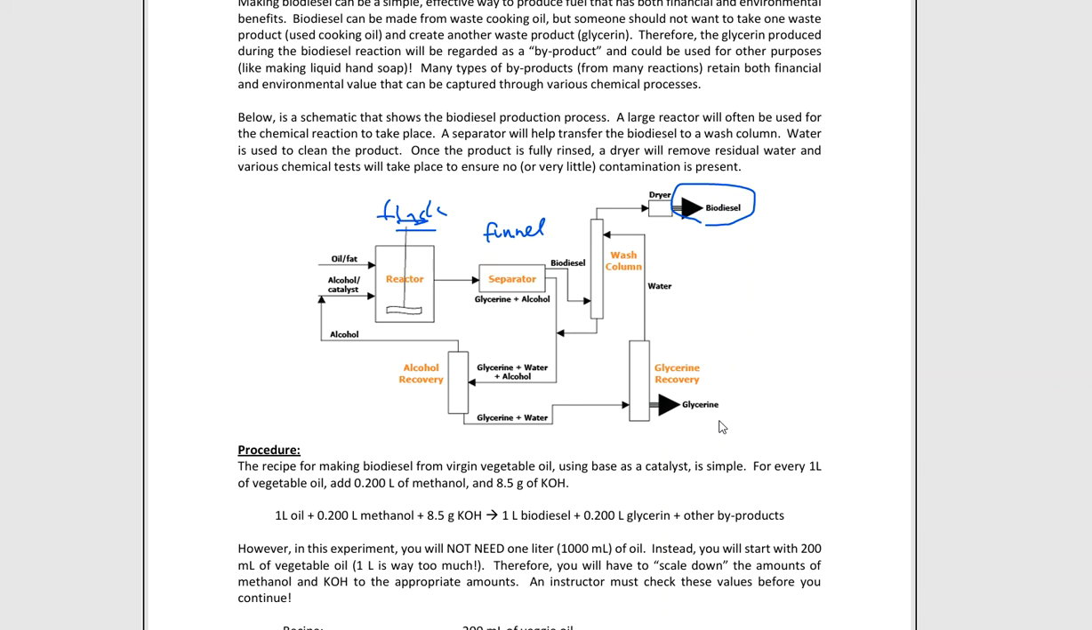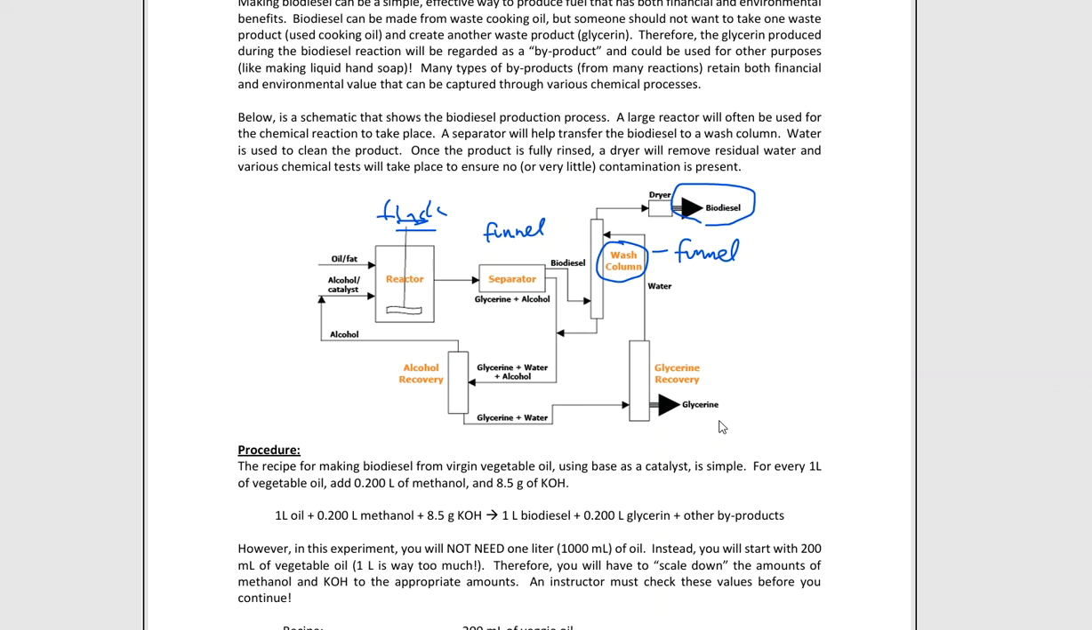We use a separatory funnel just like we've always used a separatory funnel. There is no difference. And that separatory funnel will create two layers. One layer will be glycerin that we don't need, and the other layer is going to be our biodiesel that we want to keep. We are going to use a wash column. However, this is also just really the same separatory funnel that we used before. So we're going to keep our biodiesel in that separatory funnel. We're going to trickle water through that sample, and that water is going to help wash the biodiesel and get rid of all the impurities.